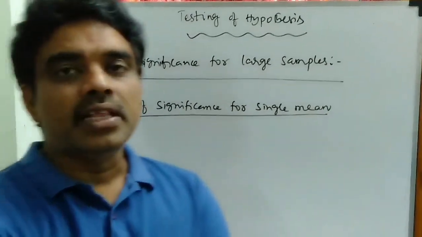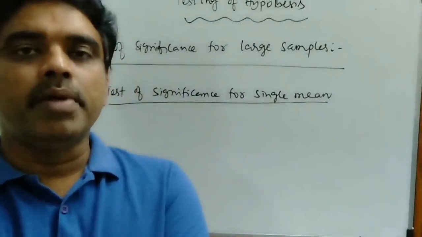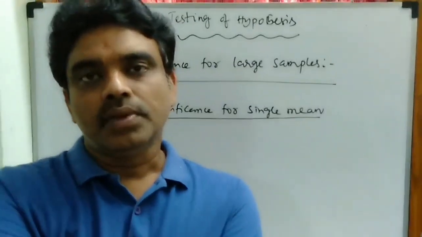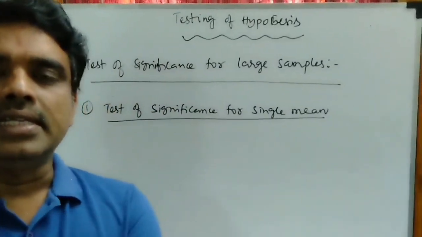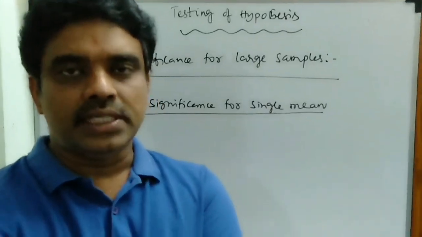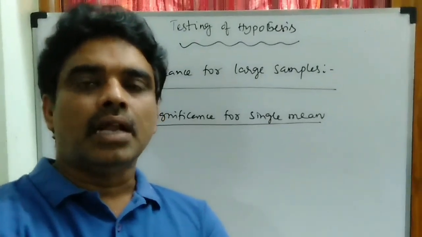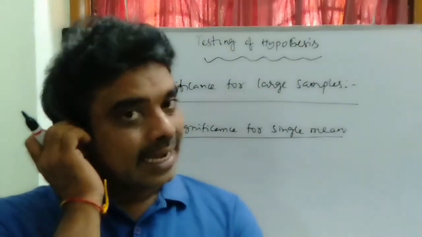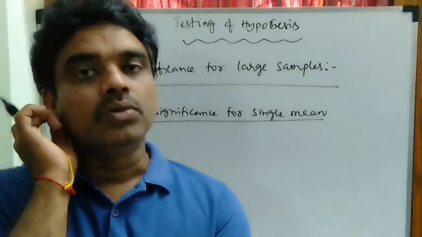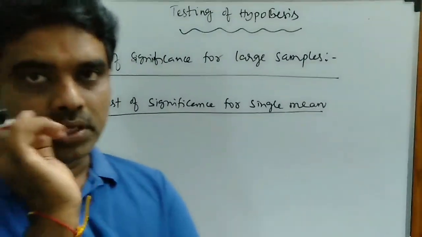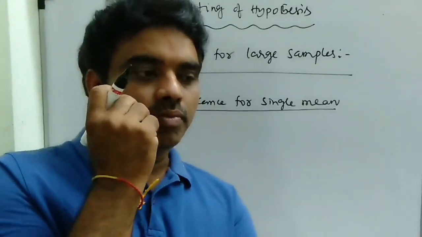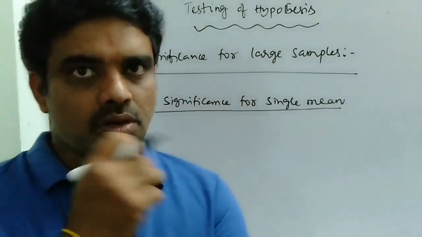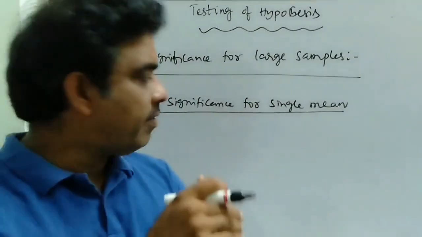In the last step, we go for the conclusion. The conclusion will be based on z calculated value and z tabulated value. If mod z calculated is less than z tabulated value, we accept our null hypothesis H naught. If mod z calculated is greater than z tabulated value, we reject our null hypothesis. So whether to accept or reject is based on the conclusion, which means z tabulated and z calculated value.